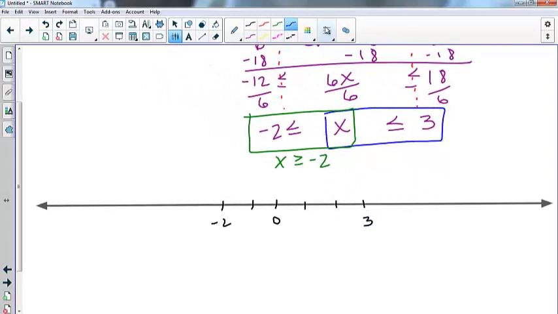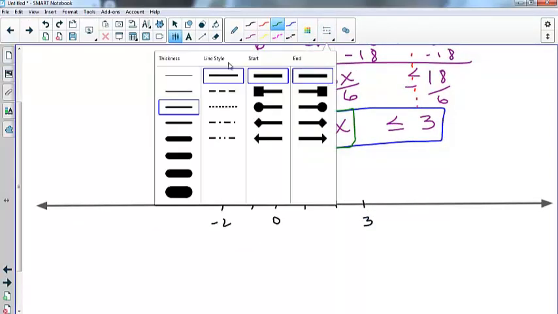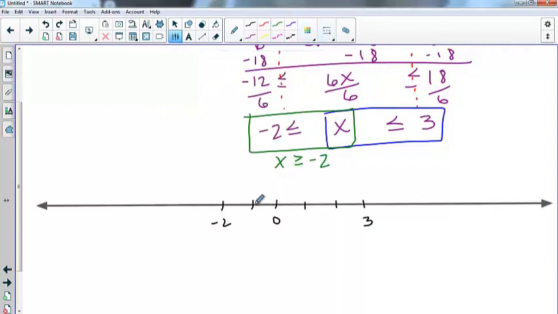So at this -2, am I going to have an open point or a closed point? Closed because it has the line underneath. In which way should I shade? To the right. So I'm going to shade this direction.